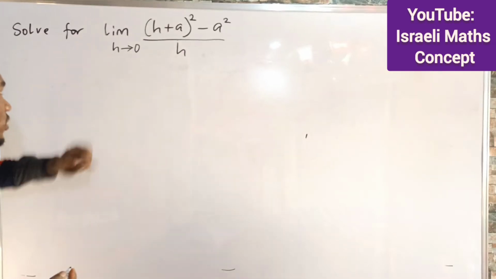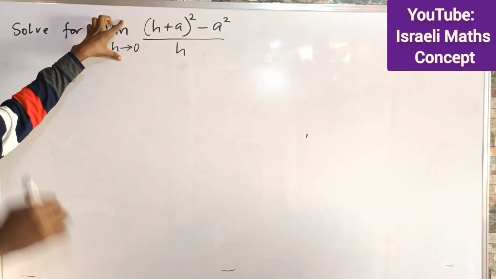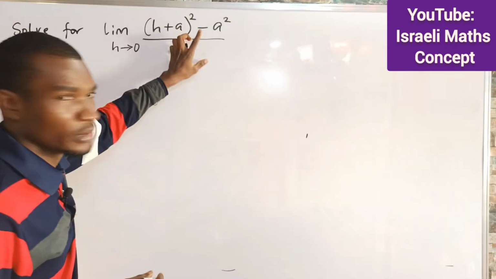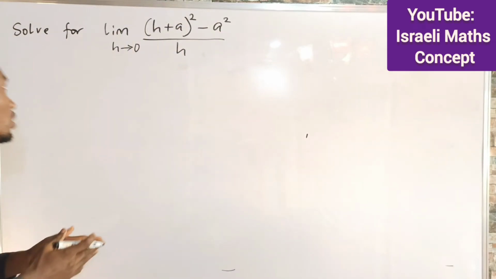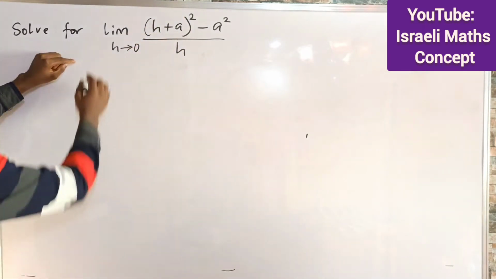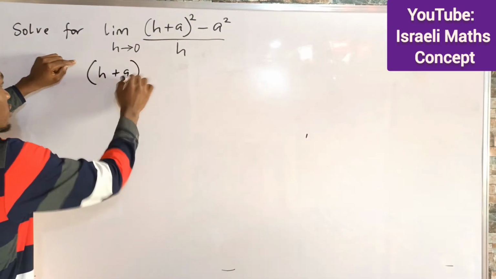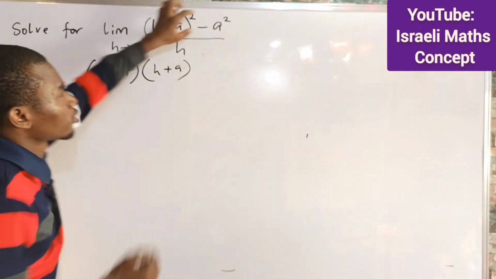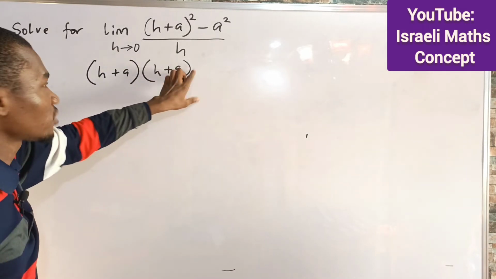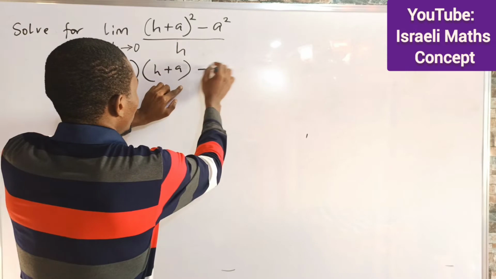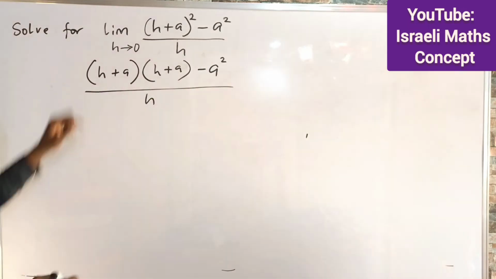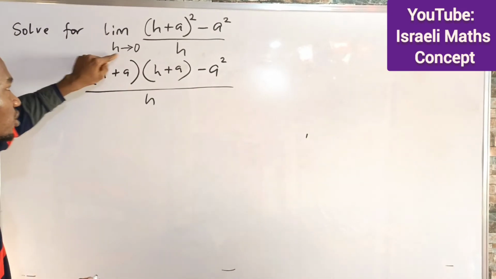The first thing we have to do is to neglect the limit which we are given initially. Then we begin to solve for the values of the numerator and the denominator of this given problem respectively. Looking at the problem, we have h plus a raised to the power of 2. We can break it into two different places because of the square here, such that we have (h plus a) in brackets (h plus a), then minus a raised to the power of 2, then divided by our h. We are still coming for the limit as h tends to 0.